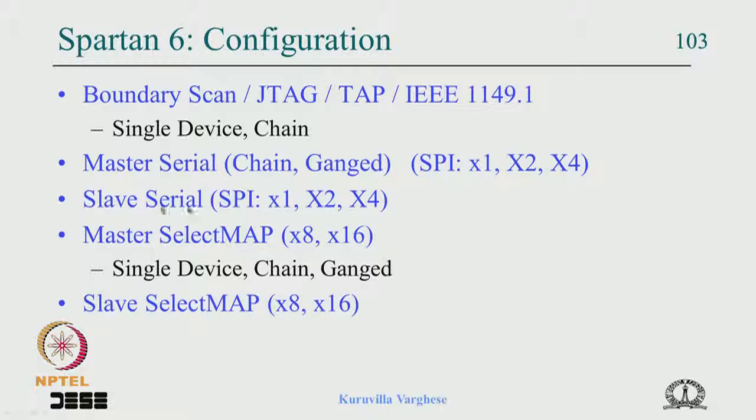And similarly for the slave serial, as I said, slave serial works along with the master serial for the chain. In the select map you have 8 bit and 16 bit configuration. You can have a single device or a chain of devices in select map. You can have master select map, where the clock is given by the FPGA, but in a slave select map the FPGA expects the clock from outside along with the data. So it's a little more elaborate than the Virtex we have studied.